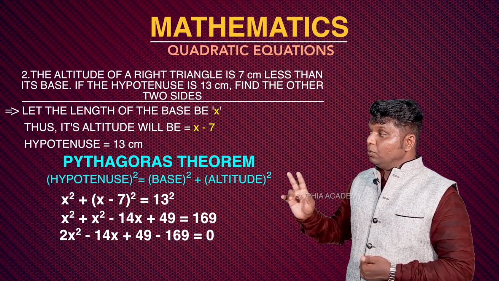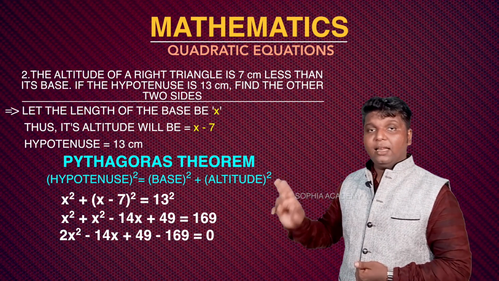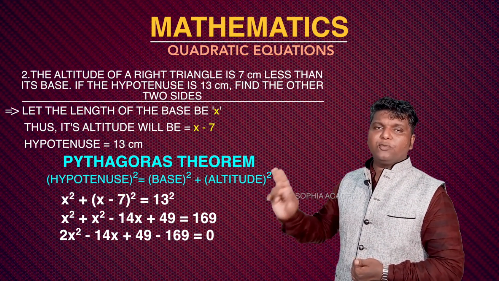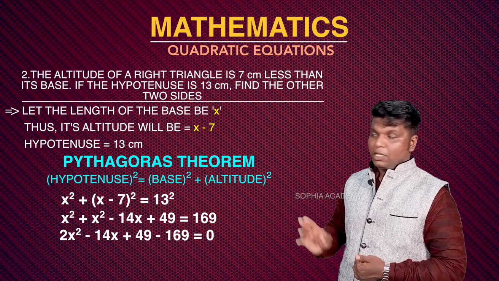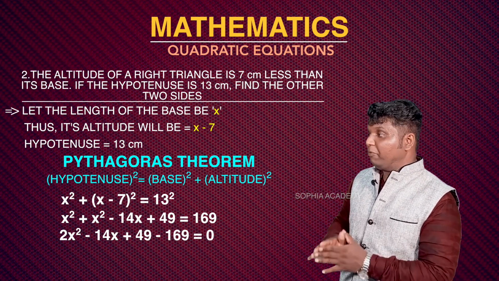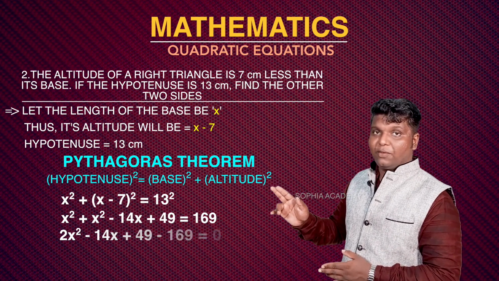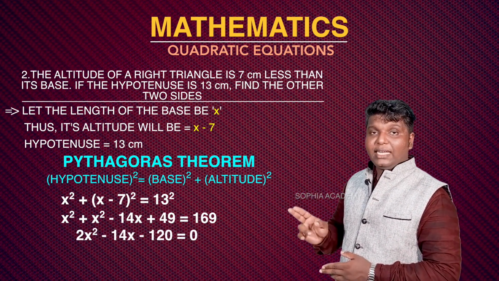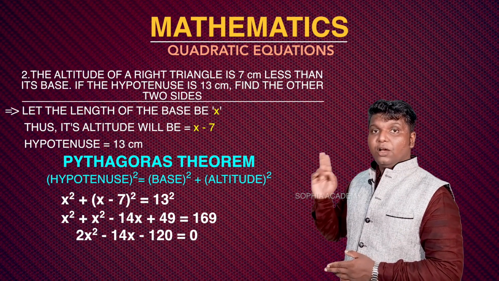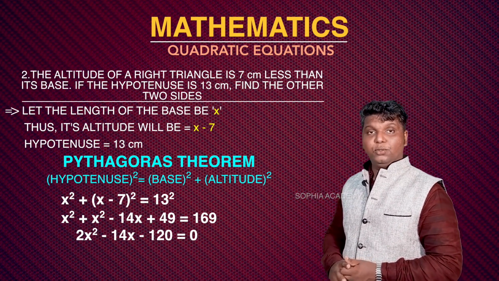Now there are two constants there. One is 49 minus 169. What is 49 minus 169? It is minus 120. So our equation will be simplified like this. x square and x square together we can write 2x square, right? So 2x square minus 14x minus 120 is equal to 0.